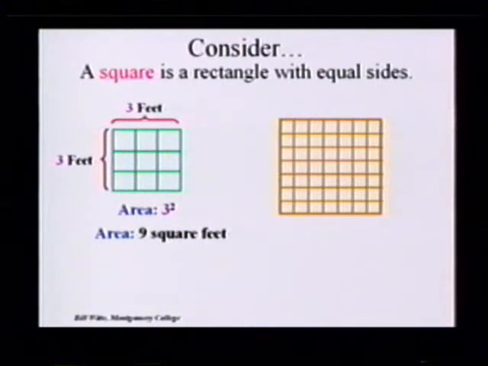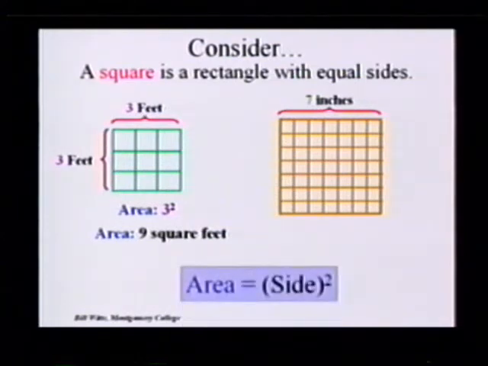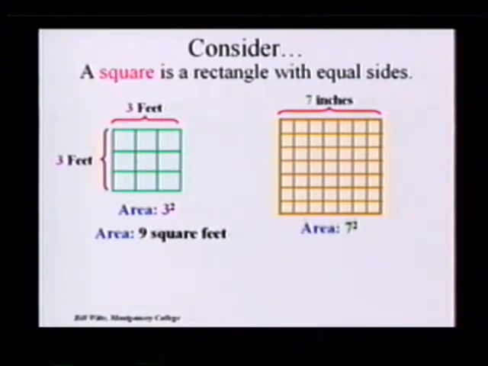It's a rectangle with equal sides. So we really only need to know one of the sides. In this case, they're telling me it's 7 inches. I don't even have to know the other thing, because I know in the area of a square, a special type of rectangle, mind you, the area is side squared, or side times itself. And in this case, 7 squared, or 7 times 7, is 49.